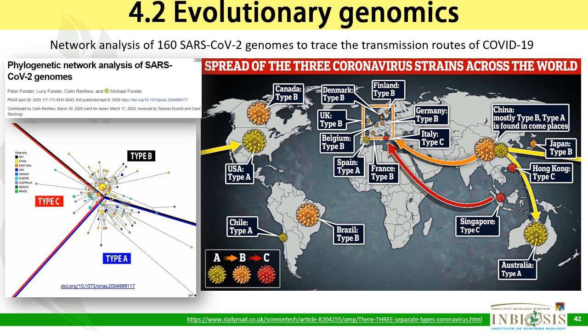Second, the field of evolutionary genomics. The recent phylogenetic network analysis of the SARS-CoV-2 genome is a good example of how this can be applied to infer the spread of COVID-19 on the different variants, A being the ancestry variant.